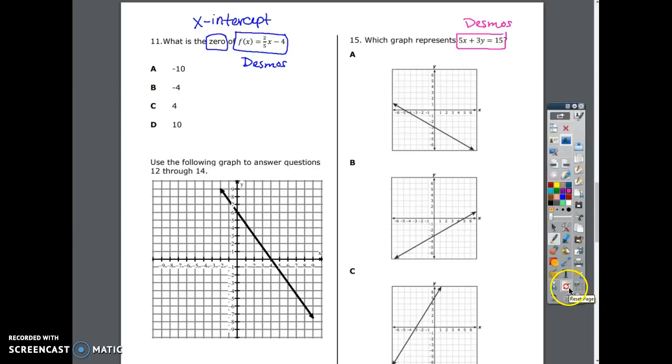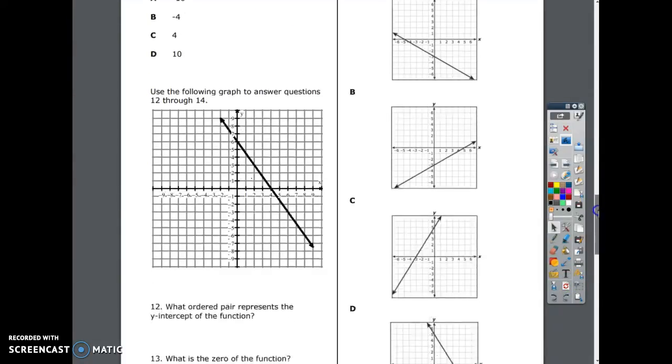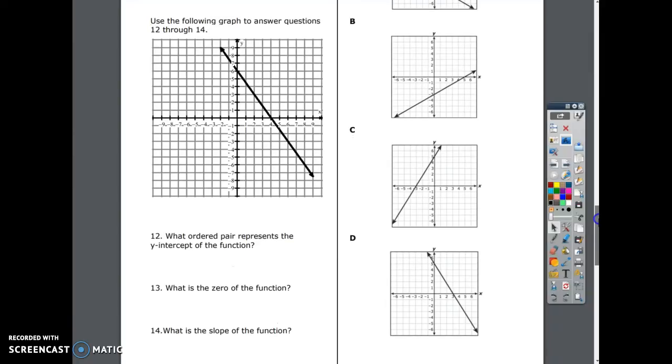And then number 12 through 14. Wait, make sure that you're writing these notes down on your paper because you're going to have to do this by yourself in a little bit. And then number 12 through 14, you're using this line to find the Y-intercept. So which one's the Y-intercept on here? The 6. But how do you write that as an ordered pair? 0, 6, because the 6 is the Y. Okay, 6 is on the Y-axis.